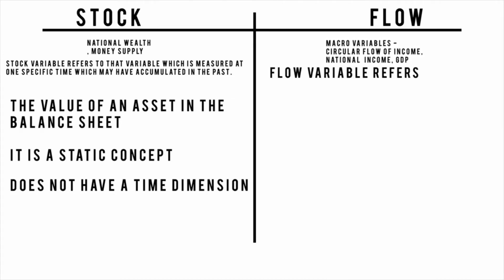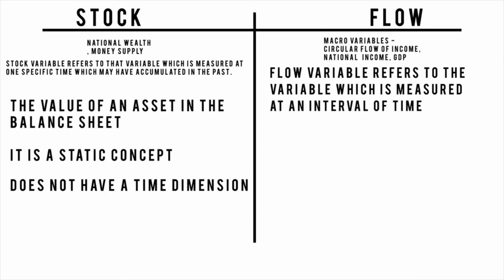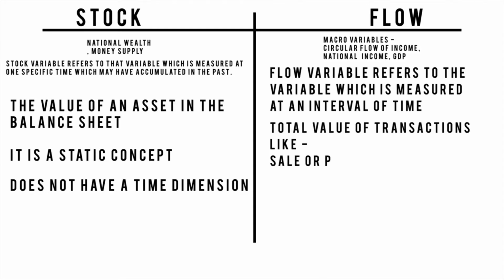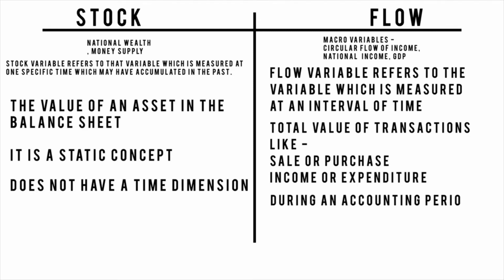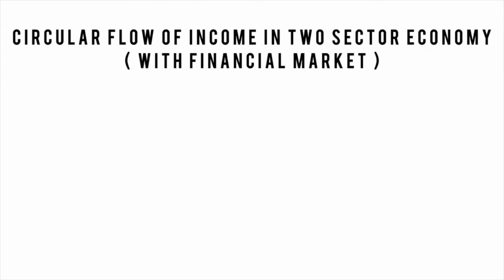While a flow variable refers to that variable which is measured over an interval of time. For example, the total value of transactions, like sale or purchase, income or expenditure, during an accounting period. It is a dynamic concept, which indicates that it is bound by time and has a start time and an end time.